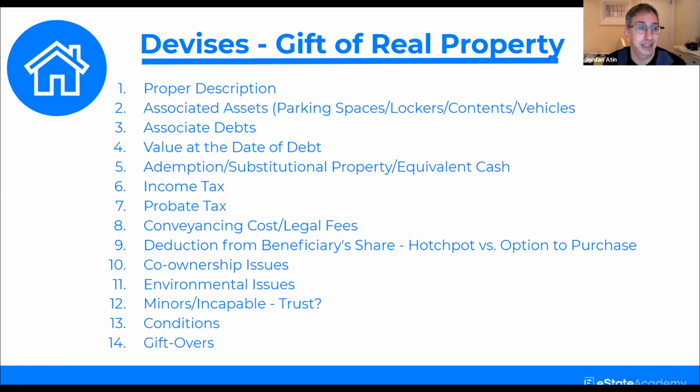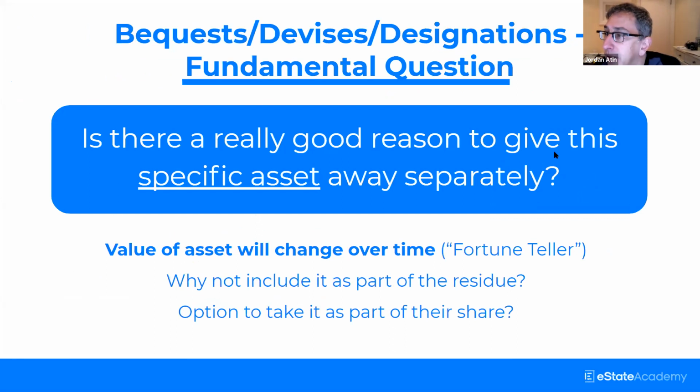This brings me to number nine, which is an issue. When you ask that fundamental question, is there a really good reason to give away this property specifically? And they say, well, John loves that home, I want him to have it. Then I ask two additional questions. Do you want to treat your kids equally? Yeah, I do. Okay, well then this isn't the way to do that, because he's going to get the home, but he's also going to get his equal share of the residue unless we do something different. Oh, I didn't think of that.